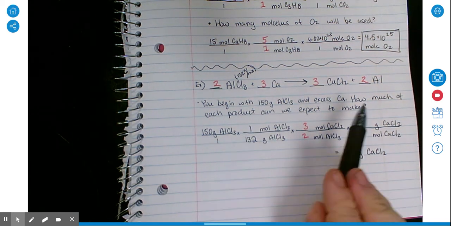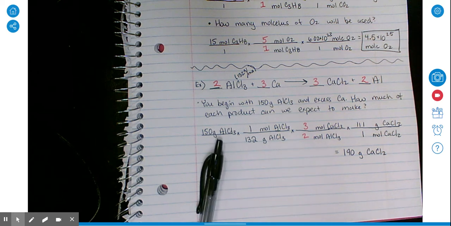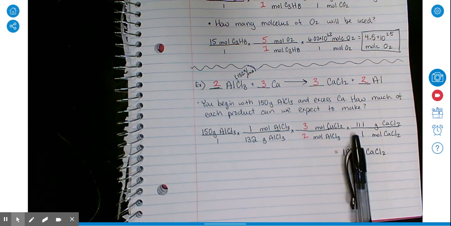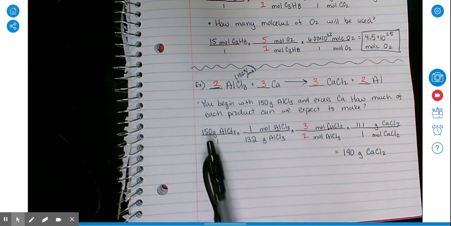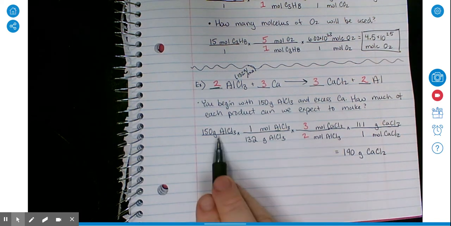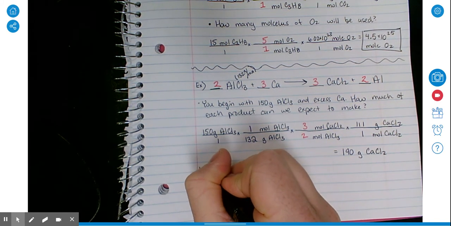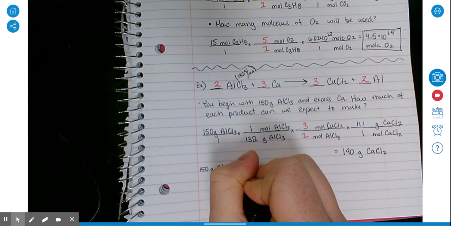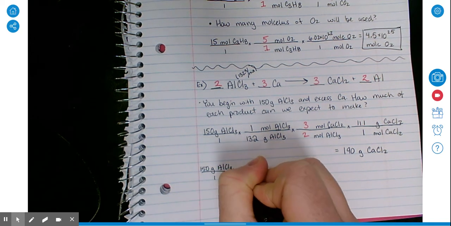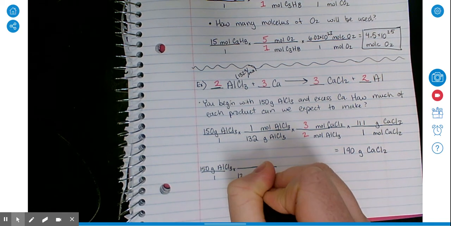Now, we also wanted to calculate the other product. It's going to start off the same. The only thing that's going to be different is that very last step. I'm still going to go from grams of aluminum chloride to moles of aluminum chloride.